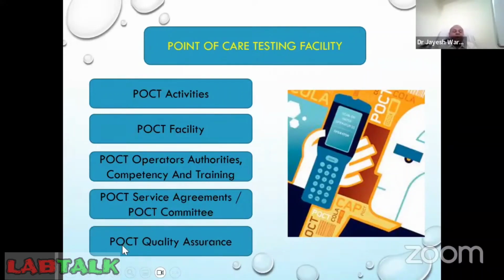Then you should have an appropriate quality assurance program for point of care testing activities. You should have appropriate IQC testing, proficiency testing, EQA whenever it is available, or other types of quality assurance program needs to be followed at point of care testing facilities also. So if you want to implement management system for your point of care testing facilities, you must consider these areas: POCT activities, facilities, operator training, service agreement, multidisciplinary committee, and quality assurance.